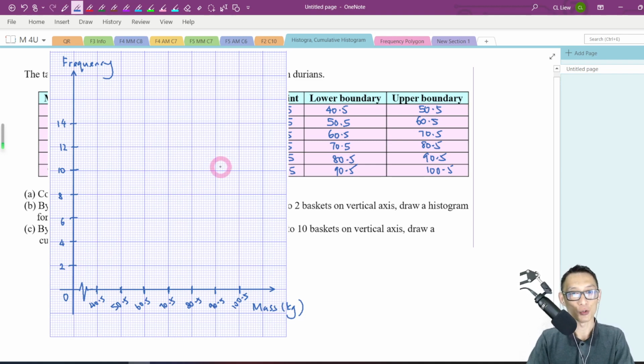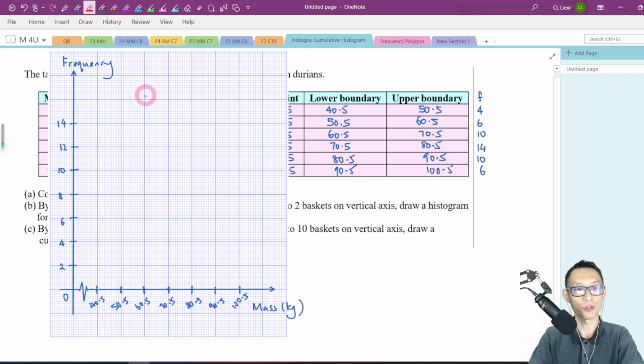Okay, now I can start to draw the histogram. Let me write the frequency here for you. So the frequencies are 4, 6, 10, 14, 10, and 6. Let me use red color. So 40.5 until 50.5, the frequency is 4. I just draw one line over here. Now the second class interval is 6, and a line over here. Okay, 6. Then 10, 14, 10. And the last class interval is 6.